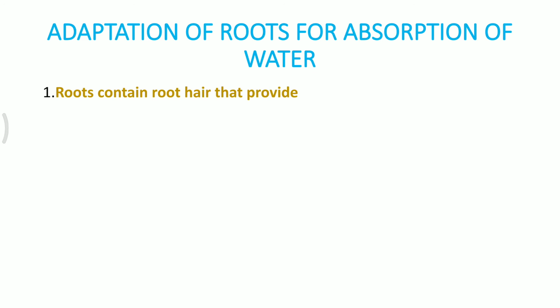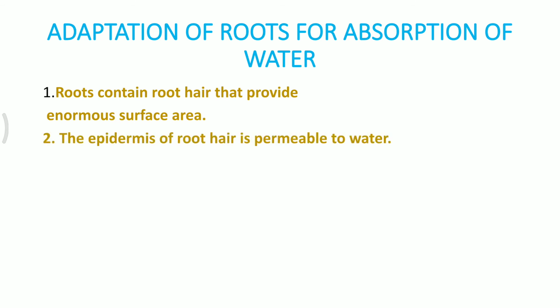So what is the function of root hair? Root hair increases the surface area for absorption of water. So more water will be absorbed, and along with more water, more minerals will be able to move. So because of this, an enormous surface area is there.